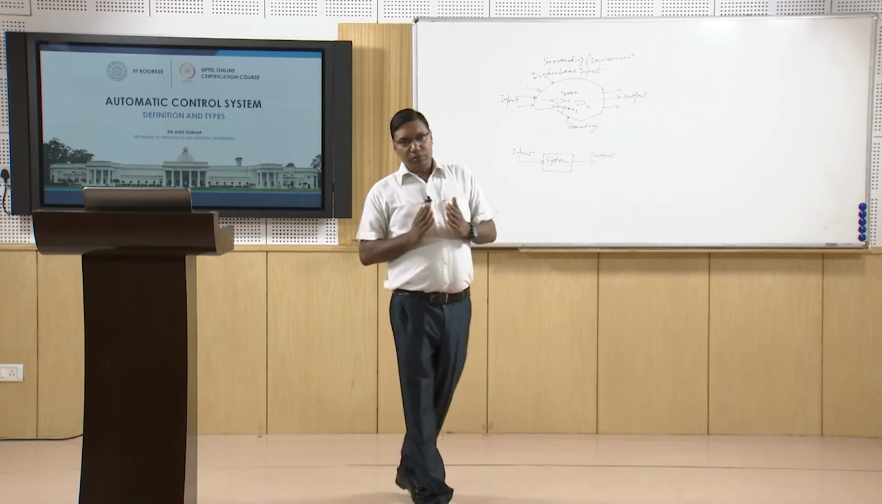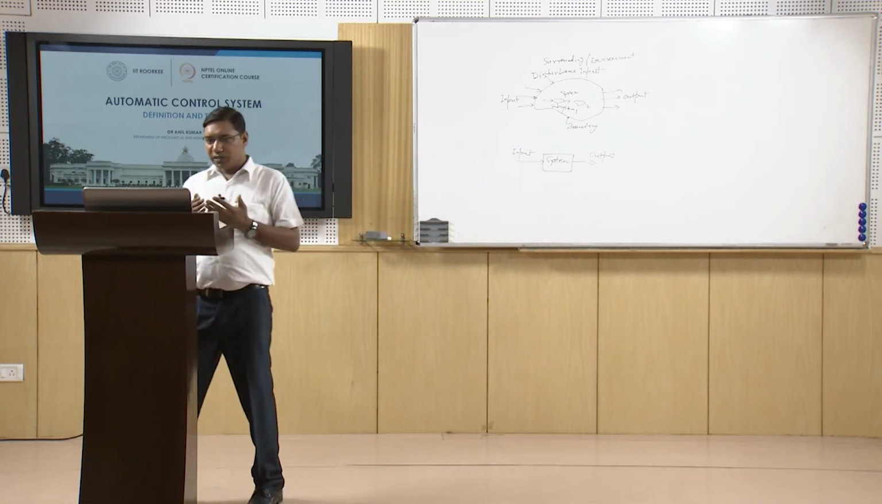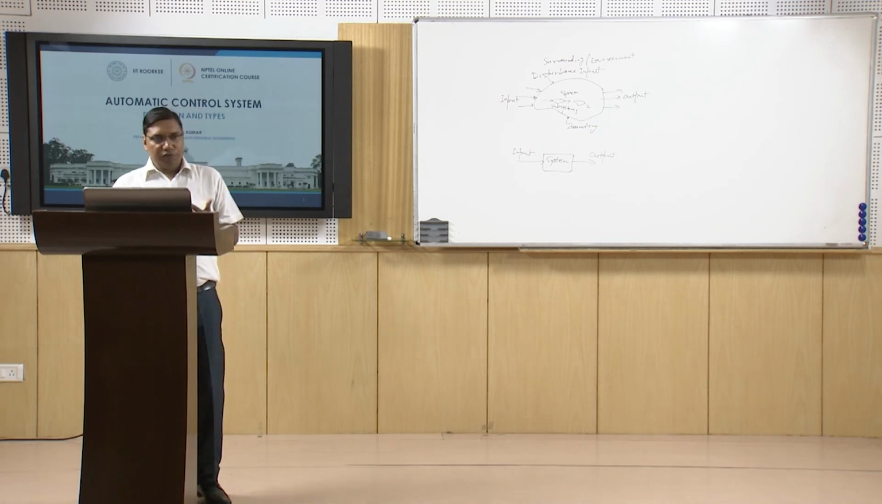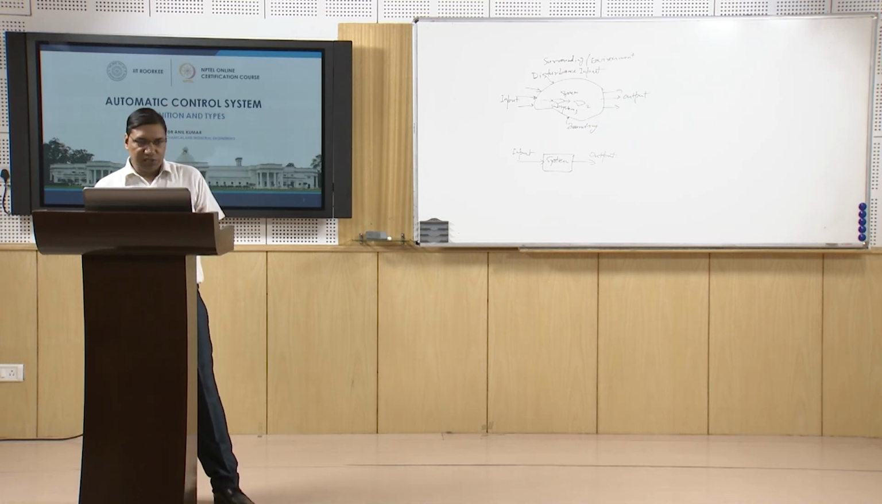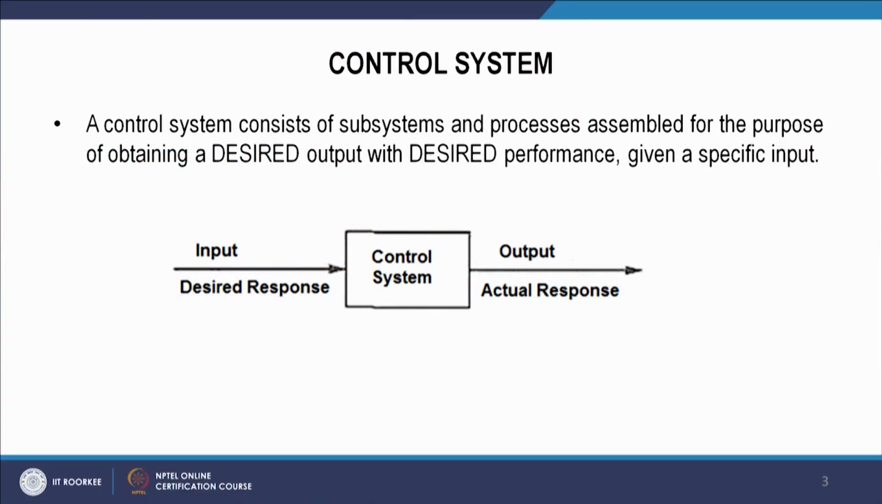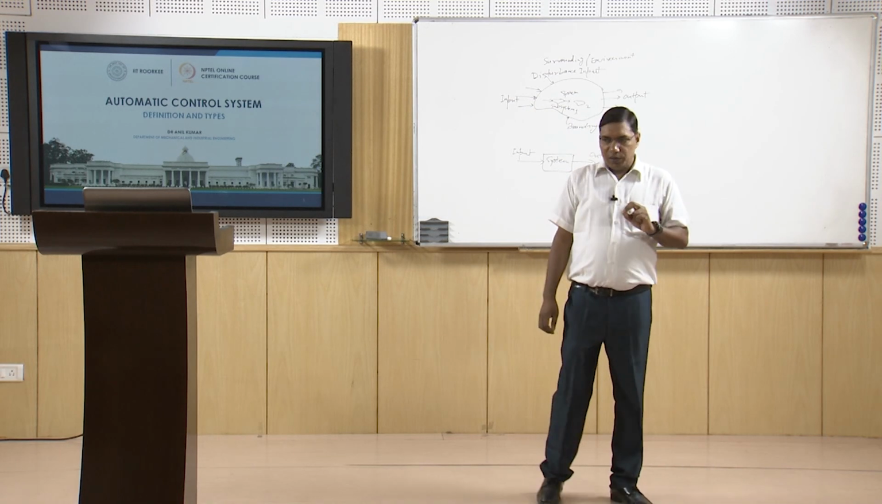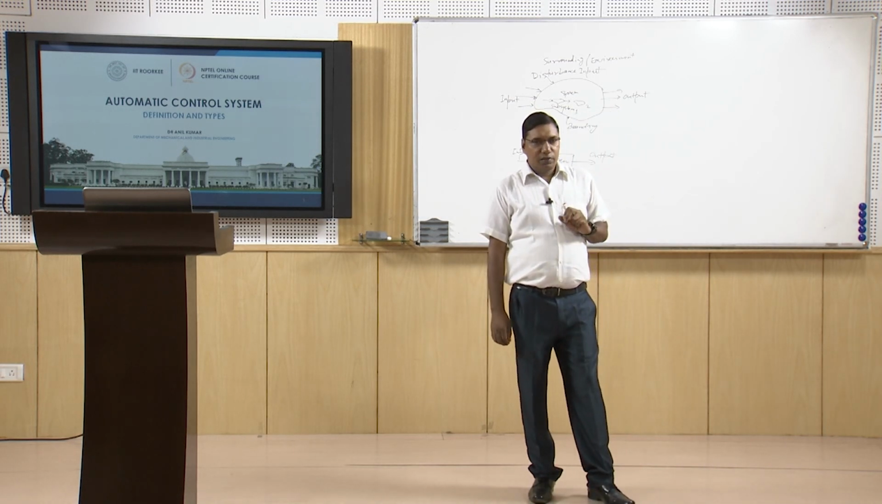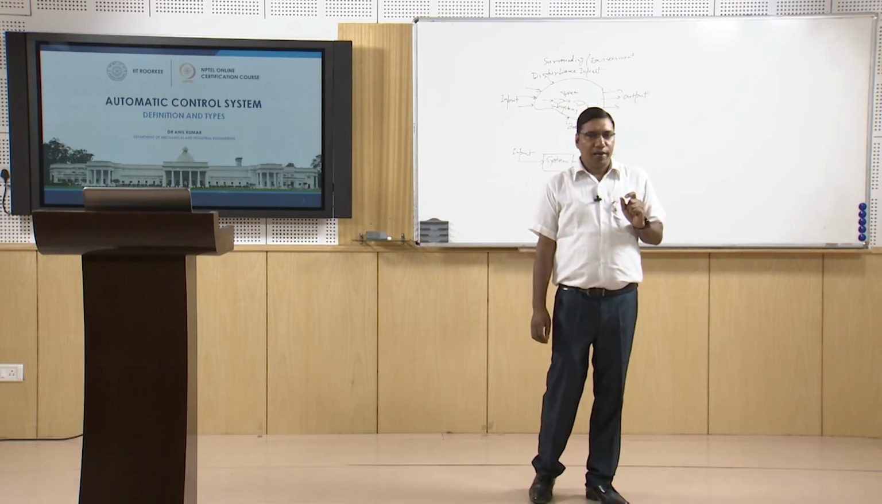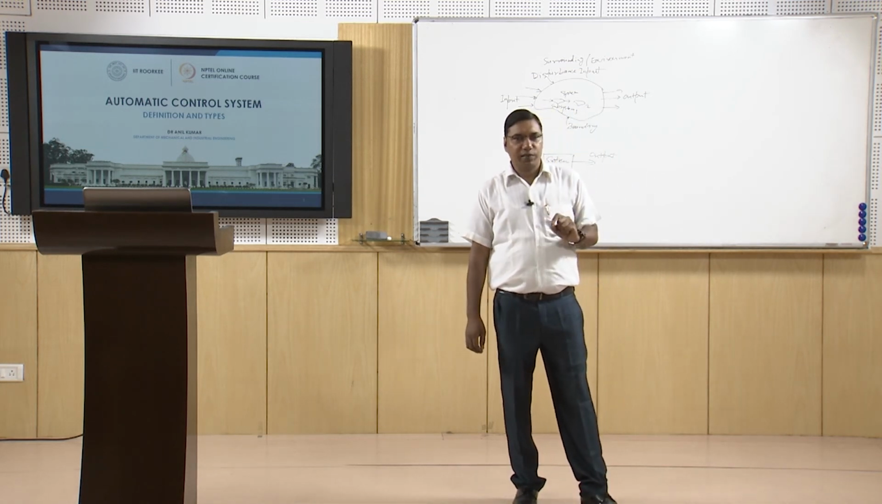A control system is again an assemblage or collection of subsystems and processes, and the purpose is to obtain a desired output with desired performance given a specific input. These 3 points we must understand in detail: what is desired output, desired performance, and specific input.